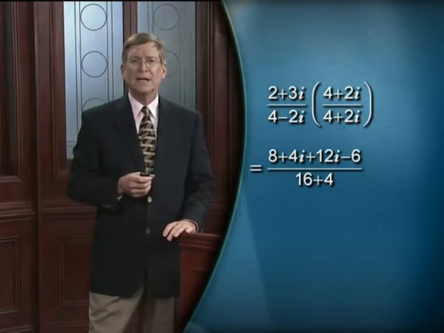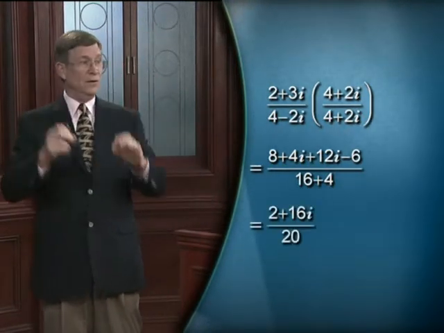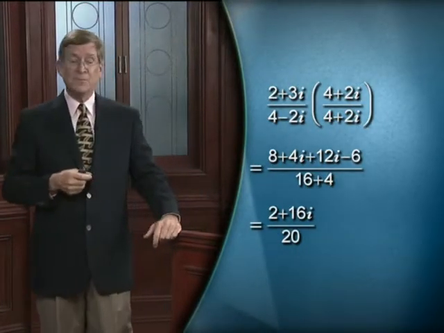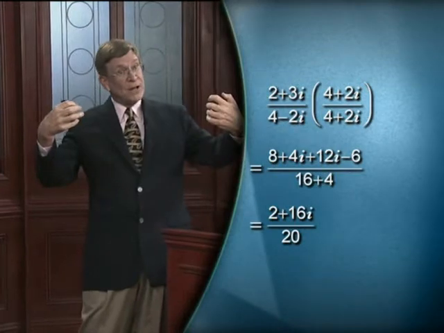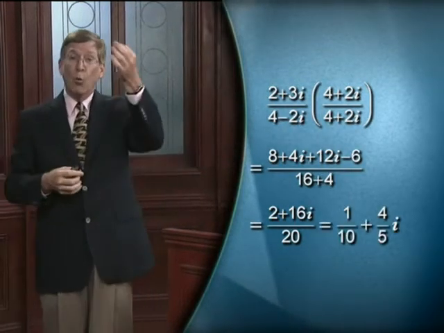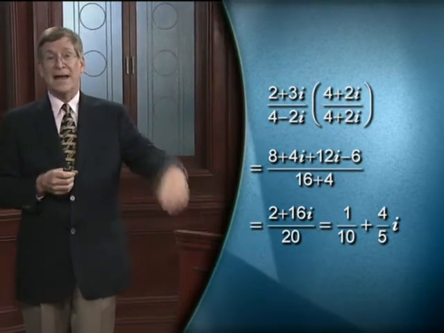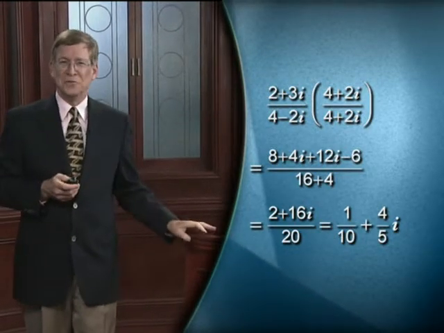And then simplifying the numerator, you get 2 plus 16i divided by 20, and then we can split it apart and write it in standard form, 1/10 plus 4/5 i. That's the quotient of those two complex numbers. Kind of difficult going because it required some multiplication by conjugates and then some simplifications.